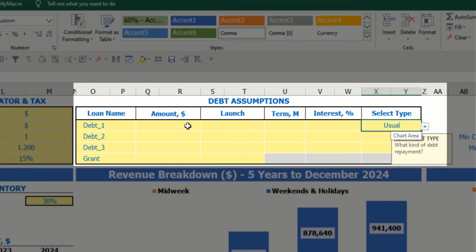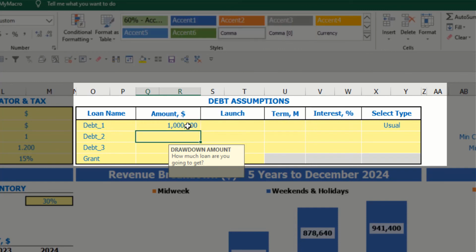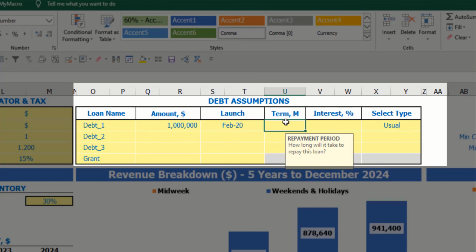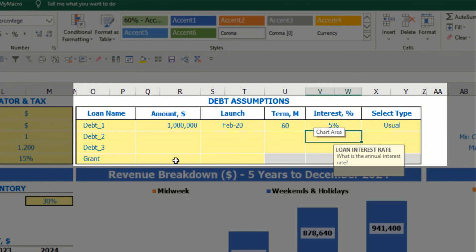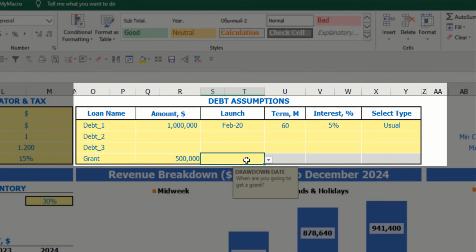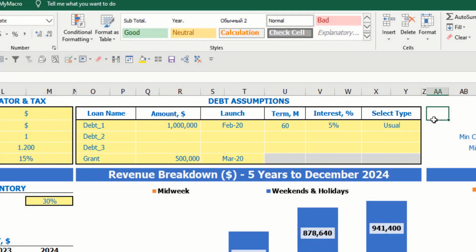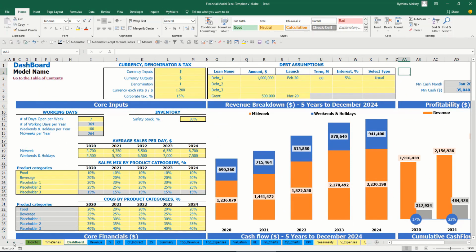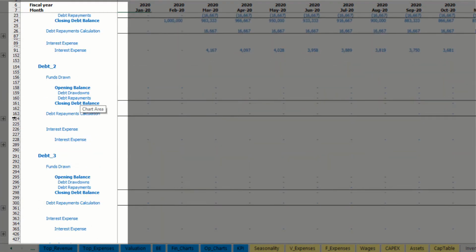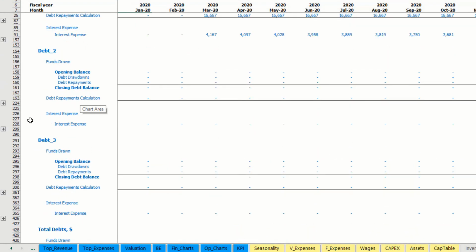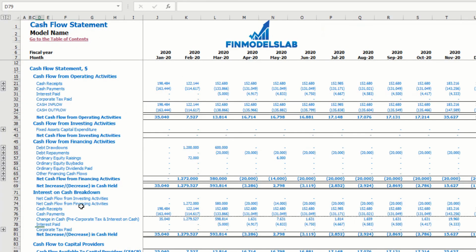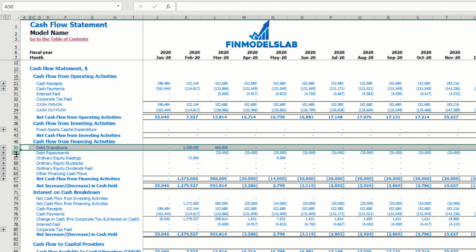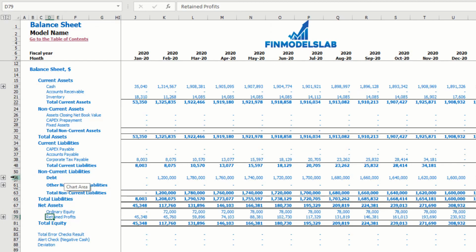Let me give you an example how it works. So you may input some amount of the debt, the launch date, term will be 60 months, and interest can be 5%. You may also input the grant, which is just simple amount, which is paid in some specific months, and that's it. No repayments, no terms in terms of interest. So all the calculations of the debts you may see on the capital tab. Calculations for the debt number 1, debt number 2, debt number 3, total debts with grants. These calculations impacts income statement, interest expenses, the cash flow, interest paid, debt drawdowns, debt repayments, and on the balance sheet you have the debt closing balance.